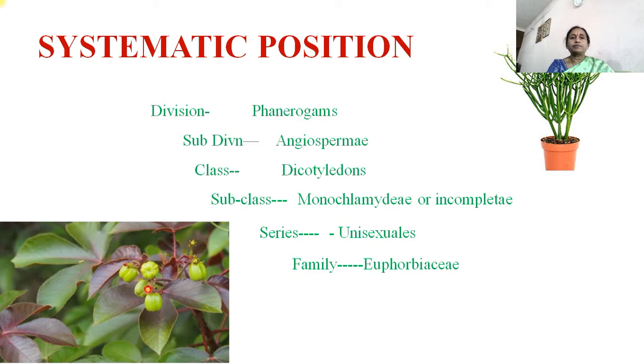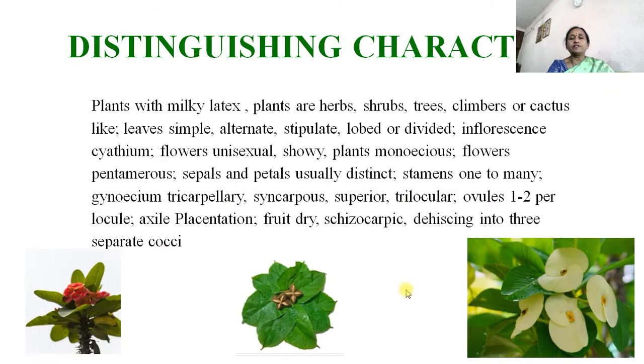Then systematic position: the division Phanerogam, subdivision Angiosperm, class Dicotyledon, subclass Monochlamydeae or Incomplete, series Unisexuales, and the family Euphorbiaceae. This systematic position of the family is according to the Bentham and Hooker system of classification, in which the Euphorbiaceae family is placed.